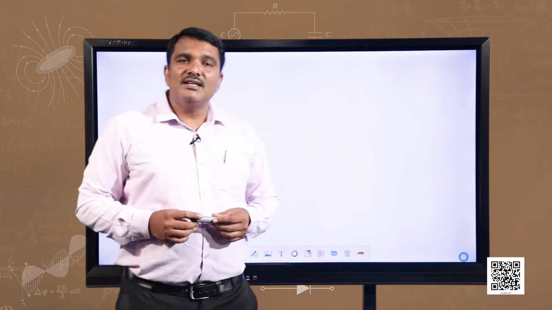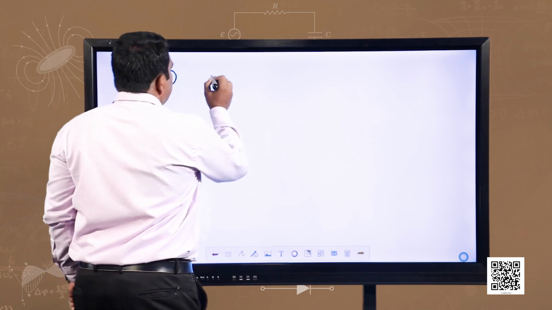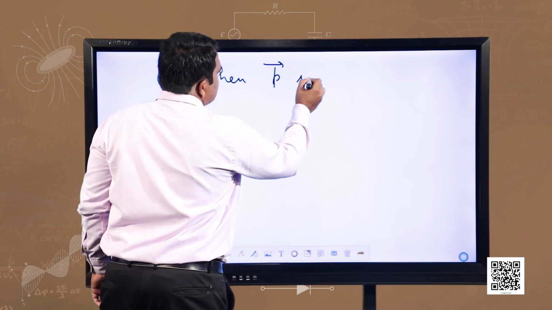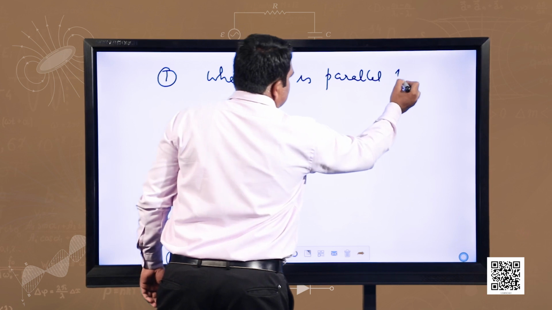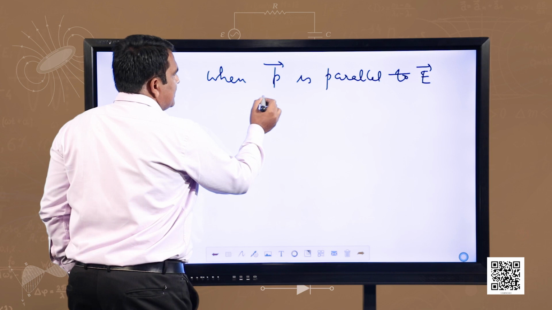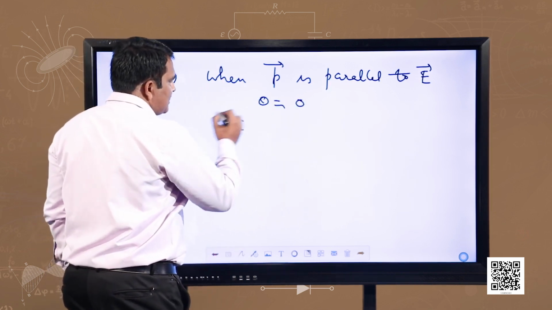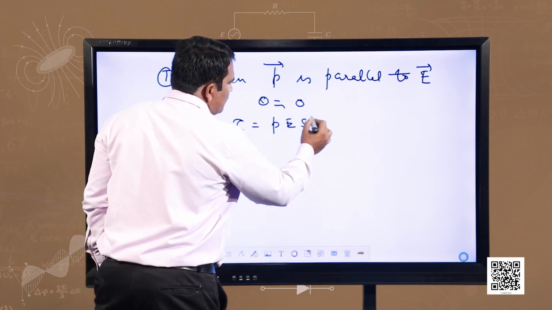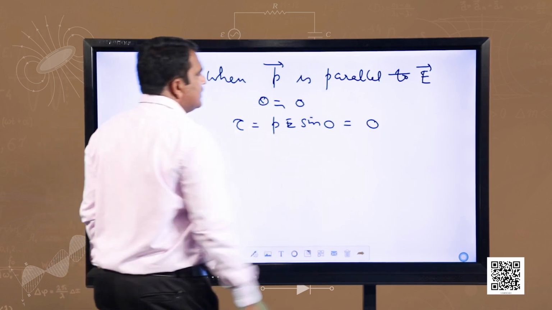Now, let us consider three simple situations. Number 1, when the dipole moment vector P is parallel to E, that is the electric field. It means theta will be 0. So, what will be the torque in this case? Torque will be P E sin 0, and we know that sin 0 is 0. So, torque will be 0.